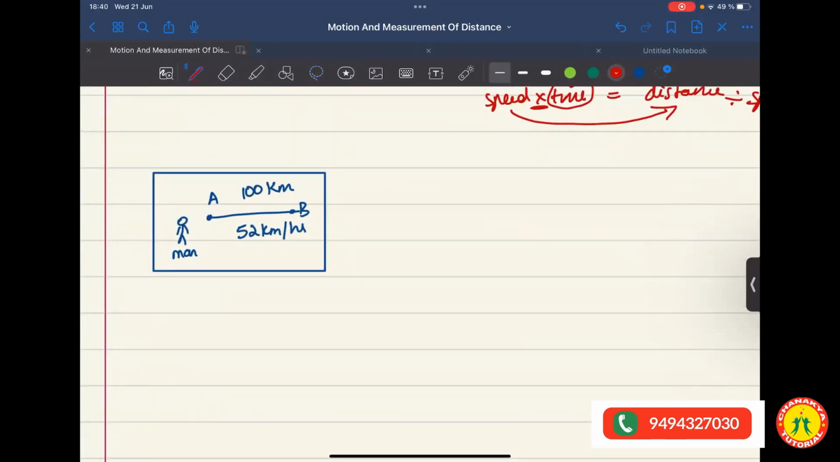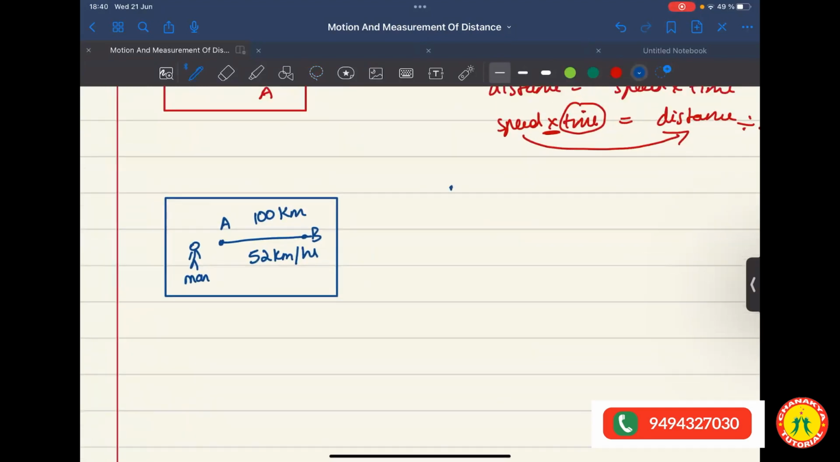So what is the formula for time now? Ma'am, distance divided by speed. So what is distance? 100 kilometers. What is the speed? 50 kilometers per hour. Okay. Now you're going to divide. You know that?